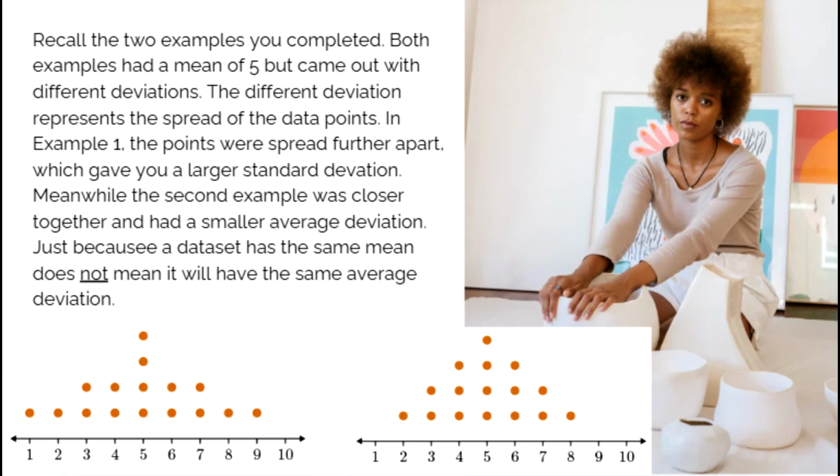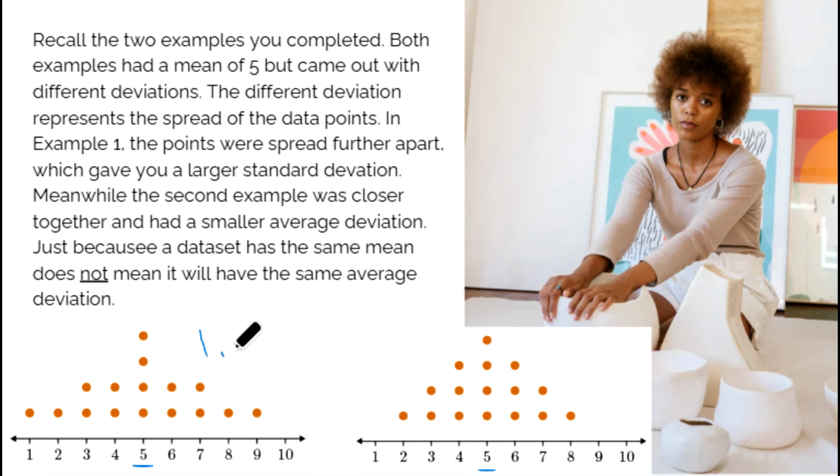Recall the 2 examples you completed. These are the 2 different dot plots we looked at. Both examples had a mean of 5. Okay, this is our mean on this one, and this is our mean on this one, but with different deviations. The different deviation represents the spread of the data points. In example 1, the points were spread further apart. You can see that. We have a point at 1 and a point at 9, and we didn't on this one. Meanwhile, the second example is closer together and had a smaller average deviation.